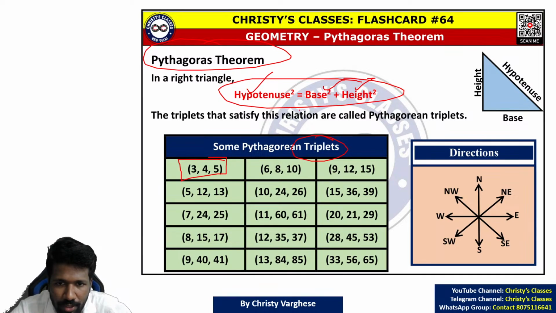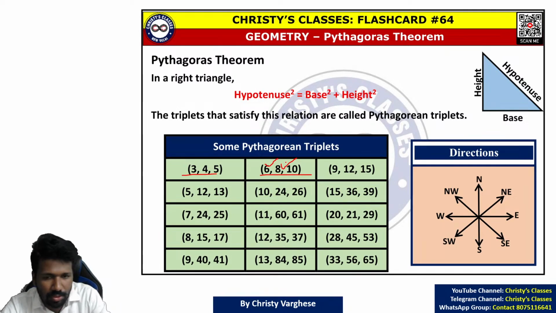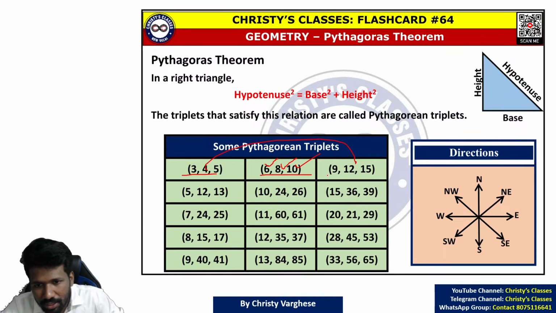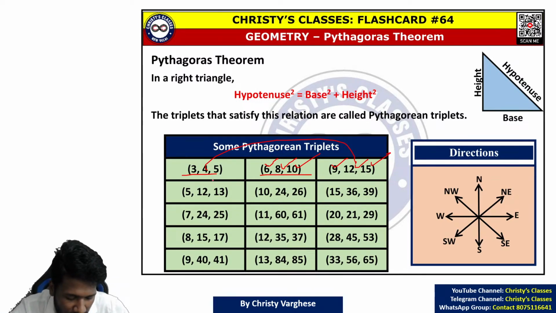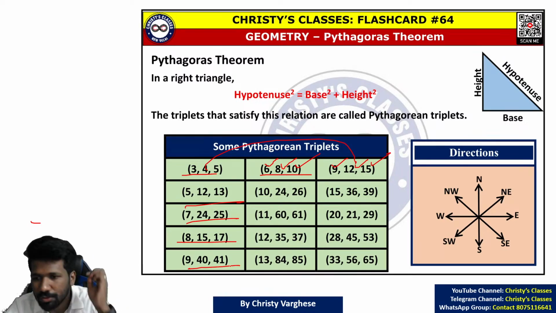For example, 3, 4, 5, because 3 square plus 4 square is 5 square. And one thing, any multiple of a Pythagorean triplet is also Pythagorean. This will also be helpful in this chapter. 3, 4, 5 doubled is 6, 8, 10, and that is also Pythagorean, because 6 square plus 8 square is equal to 10 square. And 3, 4, 5 tripled is 9, 12, 15. 9 square plus 12 square is 15 square. So any scalar multiple, that means multiplying all the numbers by a common number, will also satisfy Pythagoras. These are some of the major Pythagorean triplets. If you can remember some of them, it is useful.